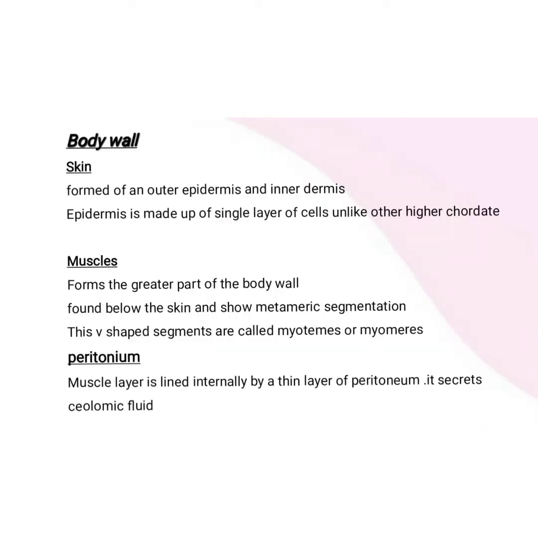Now let's move on to the composition of body wall of Amphioxus. It is made up of skin, muscles and peritoneum. The outermost portion is the skin. Beneath the skin, many segmented muscles are seen, which is lined internally by a thin layer of peritoneum. Skin is formed of an outer epidermis and inner dermis. Unlike other higher chordates, epidermis is made up of a single layer of cells.